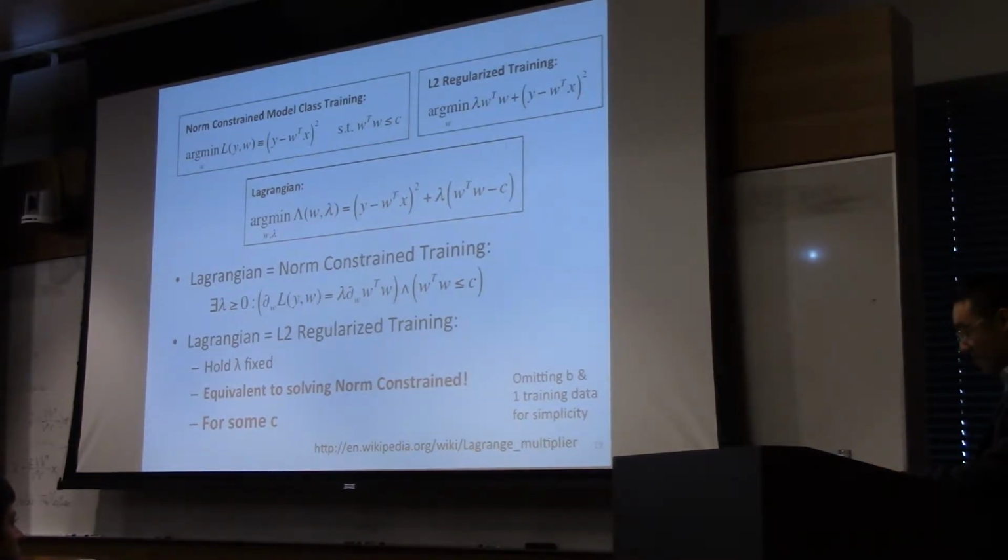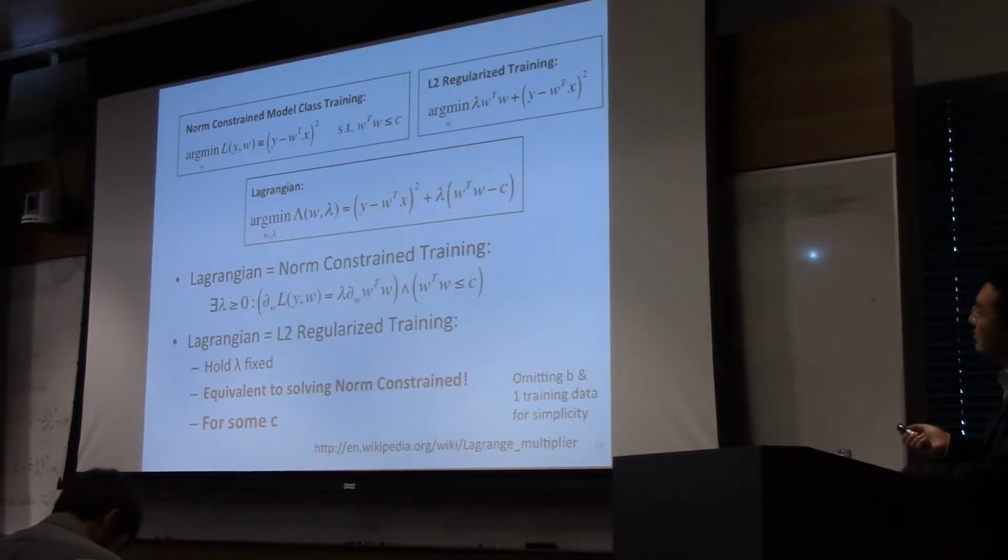I see what you're saying. So it's definitely the case that this is more computationally convenient. There's no question here. It's unconstrained, right?